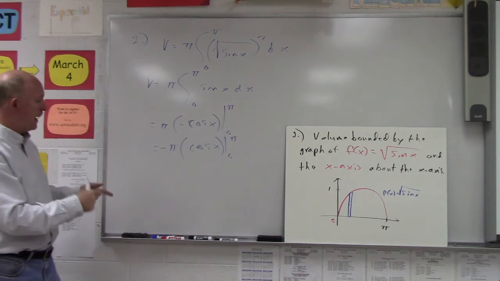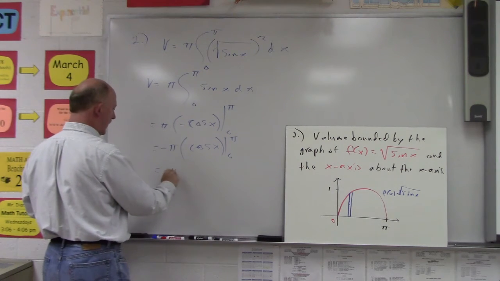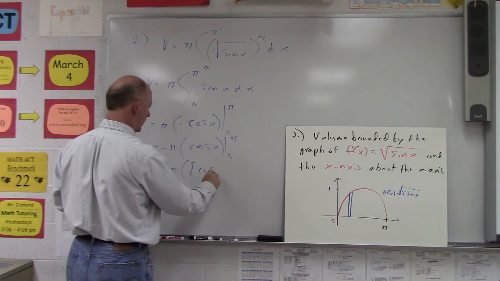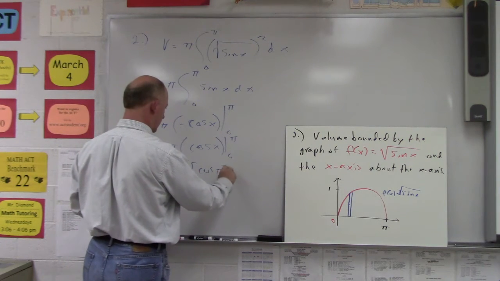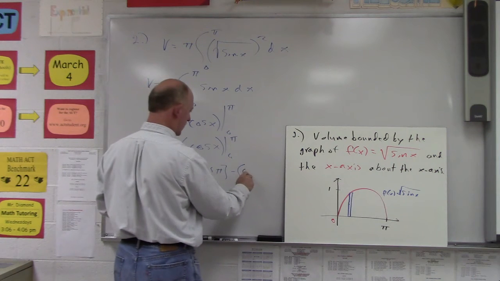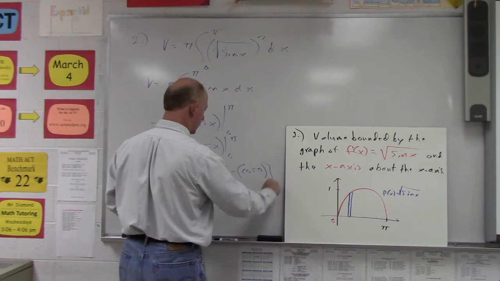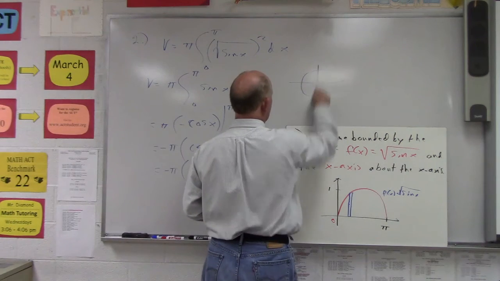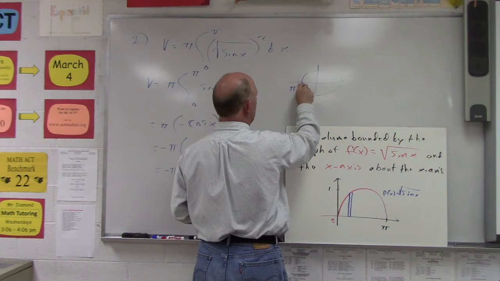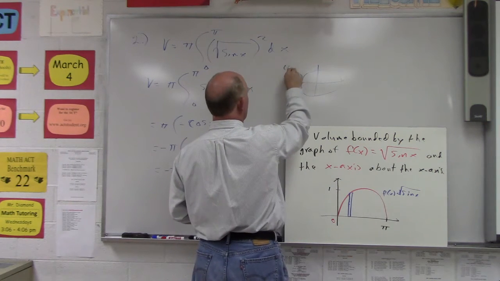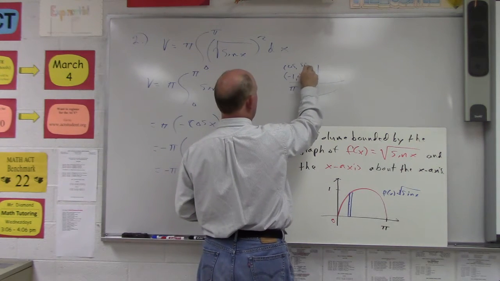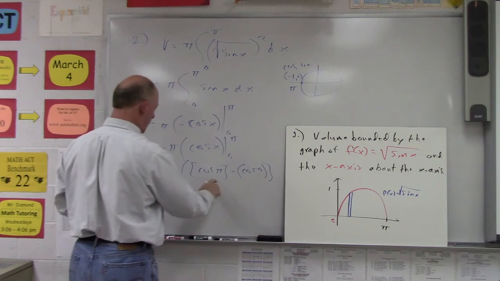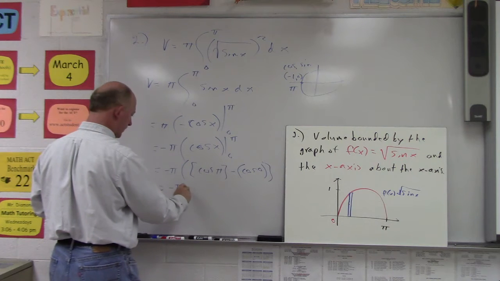Substituting pi in for x, we have negative pi times cosine pi, minus cosine 0. Now, cosine pi, remember the unit circle. Pi is here, and that's at the point negative 1, 0. The x value is cosine, the y value is sine. So cosine pi would be negative 1.